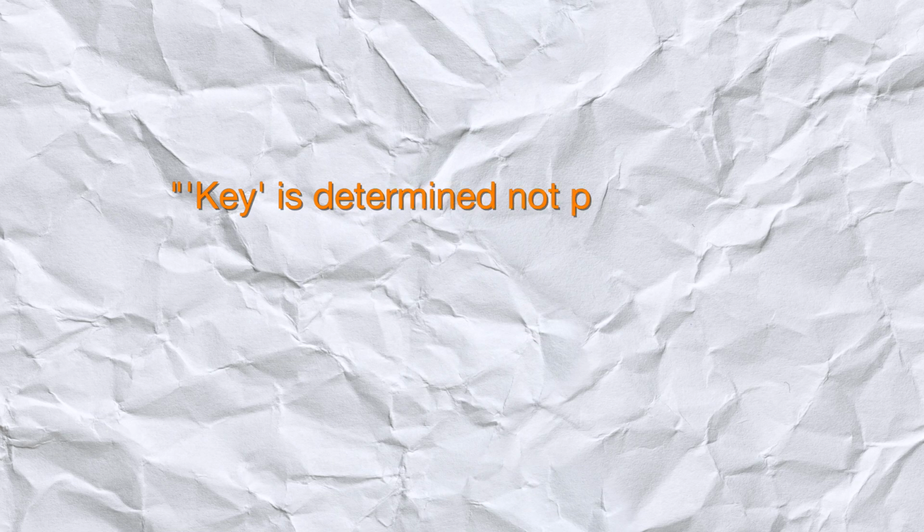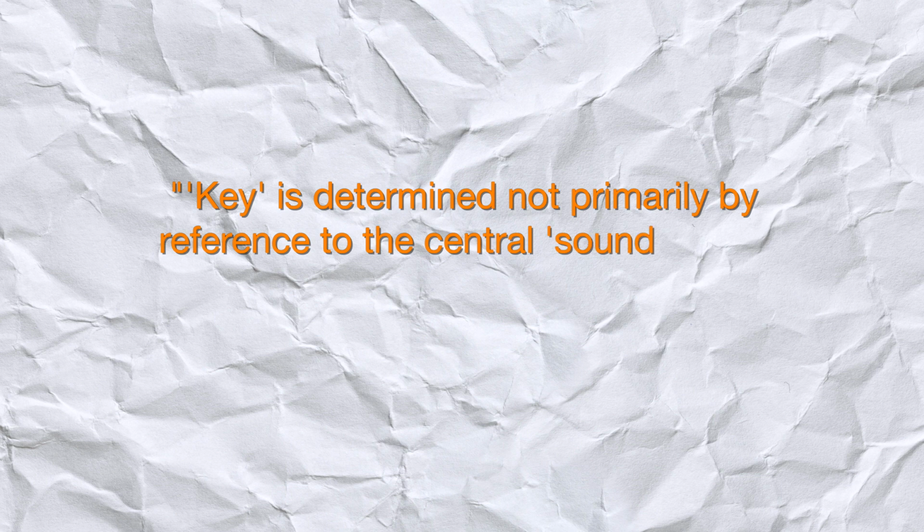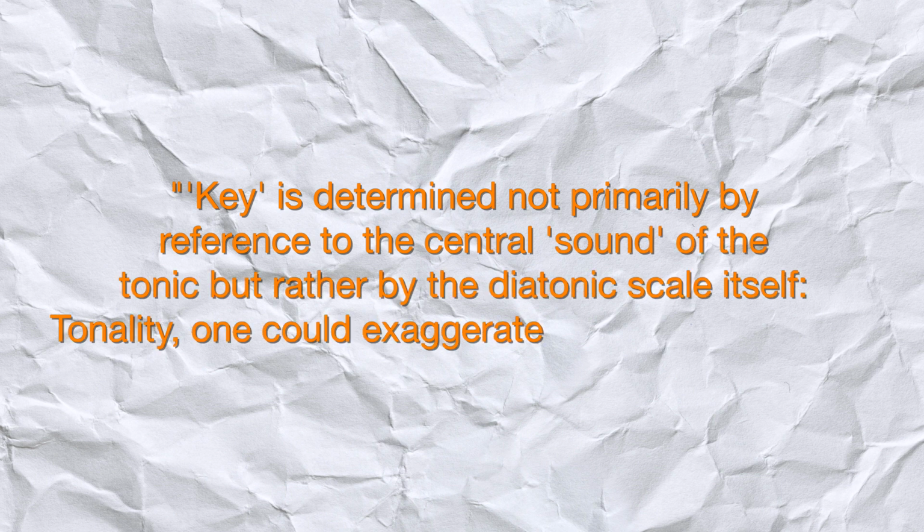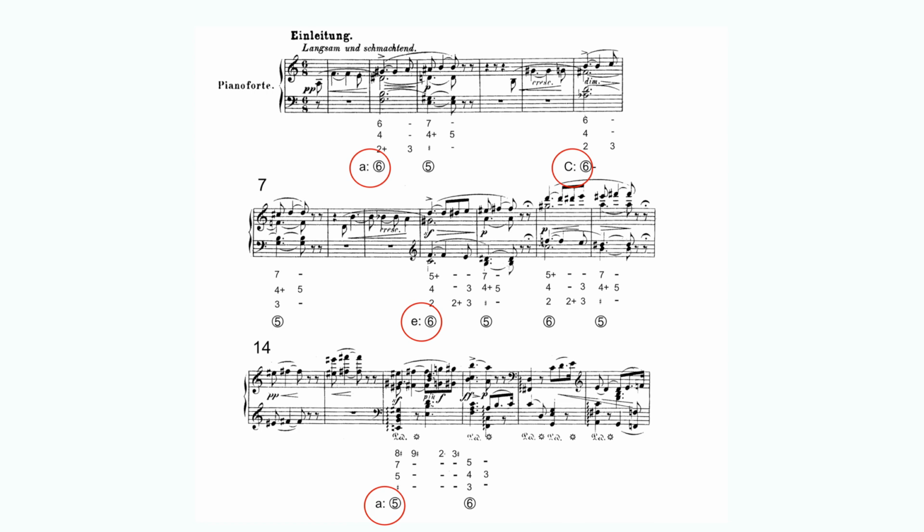Key is determined not primarily by reference to the central sound of the tonic, but rather by the diatonic scale itself. Tonality, one could exaggerate, signifies the scale. In easy terms, tonality is not a system in which all notes point with the tonic, but rather the whole scale. The active scale determines tonality. With active scale, I mean the scale that is being used at specific points depending on where you look. It will change quite often throughout a piece. So don't think that if a piece is in A minor, they just use the A minor scale. And all of this is true for Wagner, so you can say that his music is still tonal.